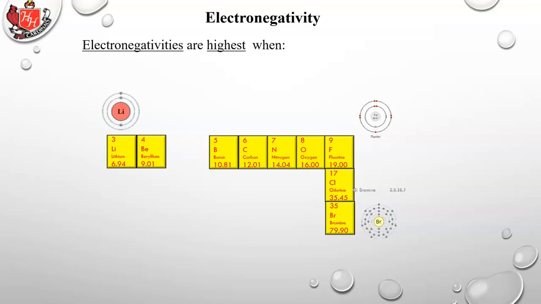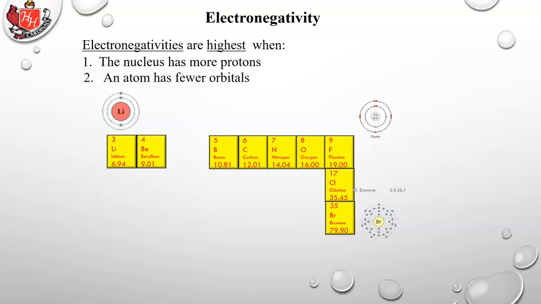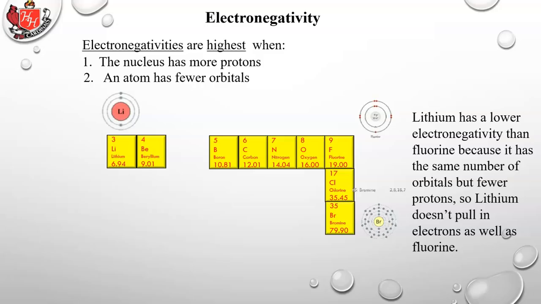So here's the explanation, and it's very similar to that for ionization energy. Electronegativities are highest when the nucleus has more protons, that's as you go across a row, and the atom has fewer orbitals, that's as you go up a column. So if we look at the second row again, as we did with ionization energy, lithium has a lower electronegativity than fluorine because it has the same number of orbitals but fewer protons. So lithium doesn't pull in electrons as well as fluorine.